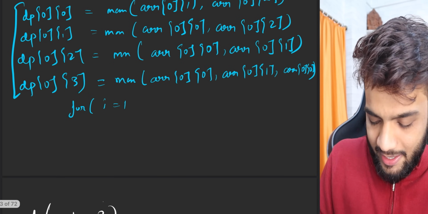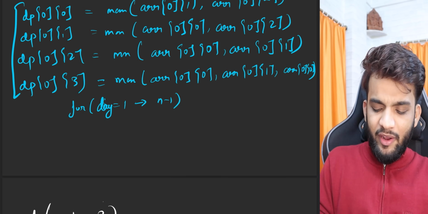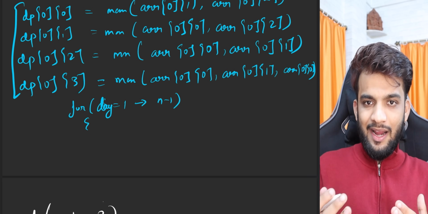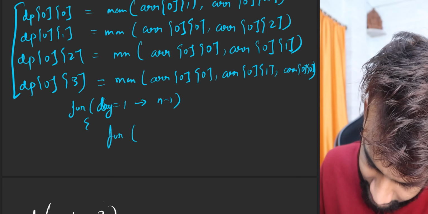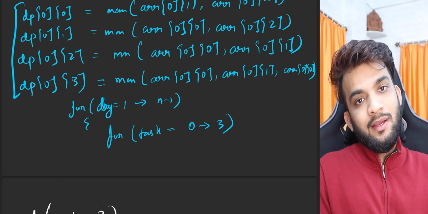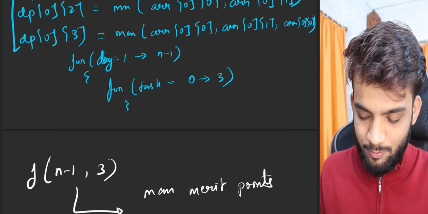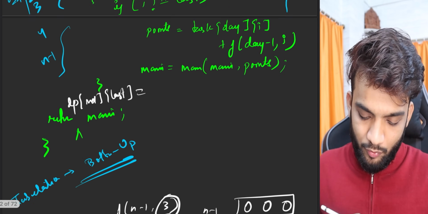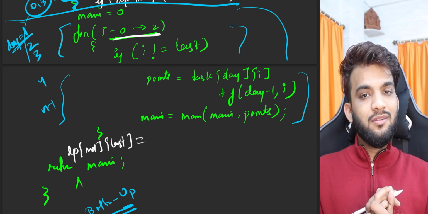What I know is I have day equal to 1, and I'll go on till day n minus 1. Now over here, can I say for every day there are 4 different task values, from 0 to 3? Again, makes sense. Once you have written the for loop, it's just copy pasting the recursion part. So whatever you have written over here, just copy paste.